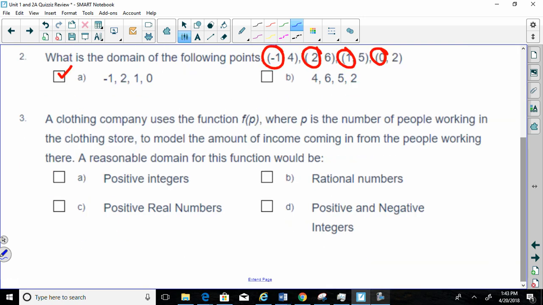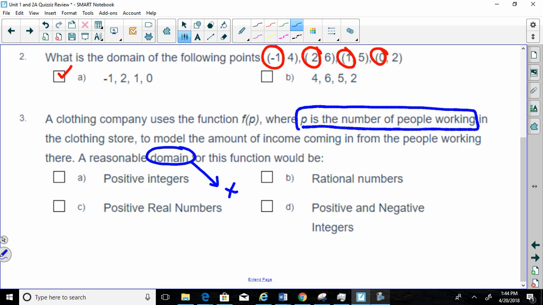So a clothing company uses the function f of p, where p is the number of people working in a clothing store, to model the amount of income coming in from people working there. A reasonable domain. So domain is referring to what letter? The x values, right? And so what letter are they using for x this time? P. So they're saying that p is referring to the number of people, right? So we need to figure out what can be referred to as a number of people.